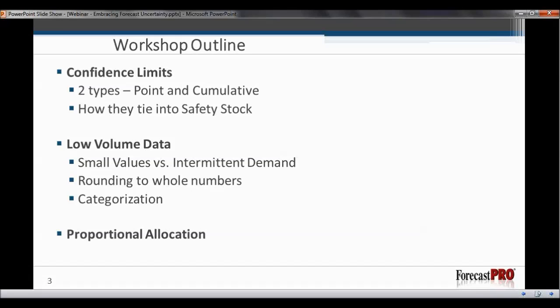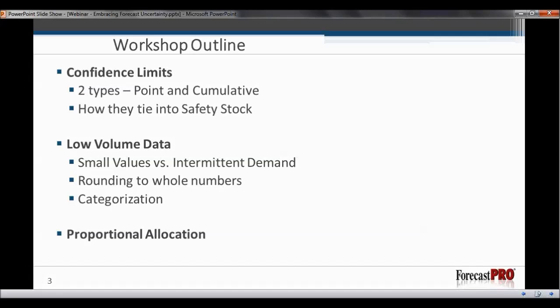So whether that's through the use of confidence limits and safety stock calculations, so we can maintain certain amounts of order quantity, which would be very useful for us. We can look at low volume data and how to deal with those types of items in terms of rounding or categorization, as well as the use of proportional allocation if we're doing certain types of parts. All of these are different strategies we're going to assess: how do we actually produce something that we can utilize for planning purposes going forward when we have this very difficult type of data. We're going to use some real-world examples, and we're going to use Forecast Pro to show you some of these different examples as well.